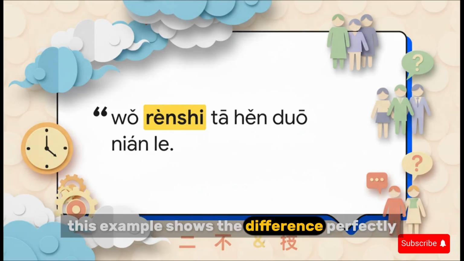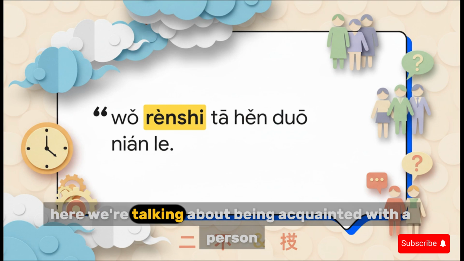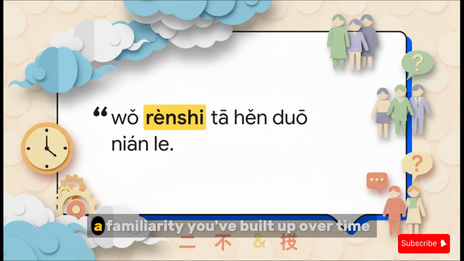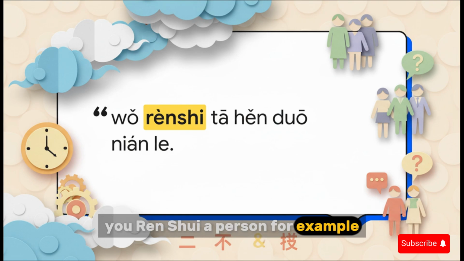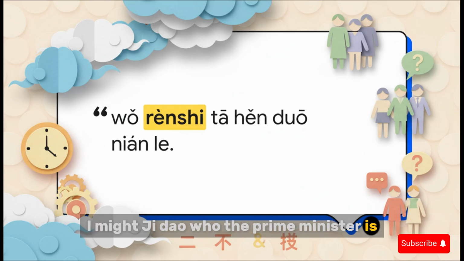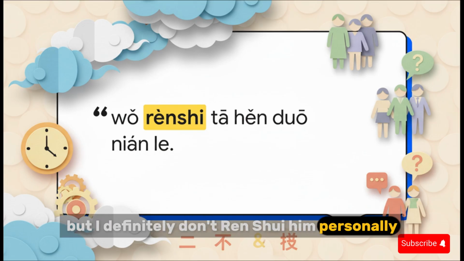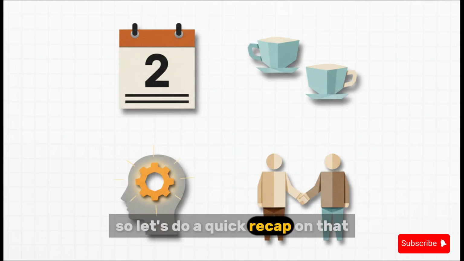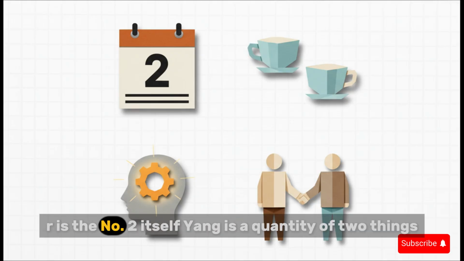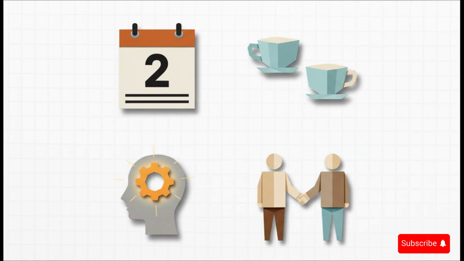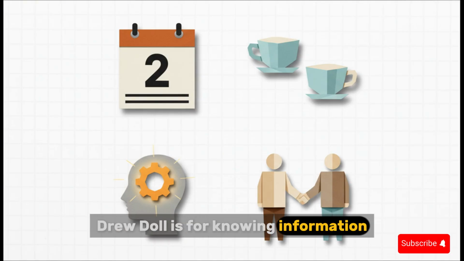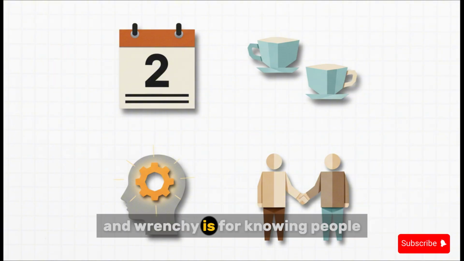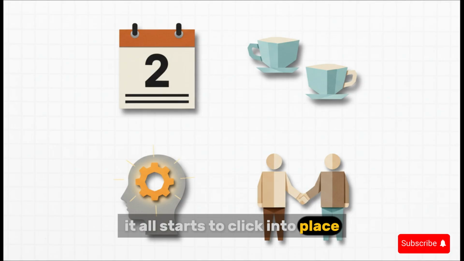This example shows the difference perfectly. Here we're talking about being acquainted with a person, a familiarity you've built up over time. You 认识 a person. For example, I might 知道 who the prime minister is, but I definitely don't 认识 him personally. So let's do a quick recap on that. Er is the number 2 itself. Liang is a quantity of 2 things. 知道 is for knowing information. And 认识 is for knowing people. Once you think about it that way, it all starts to click into place.